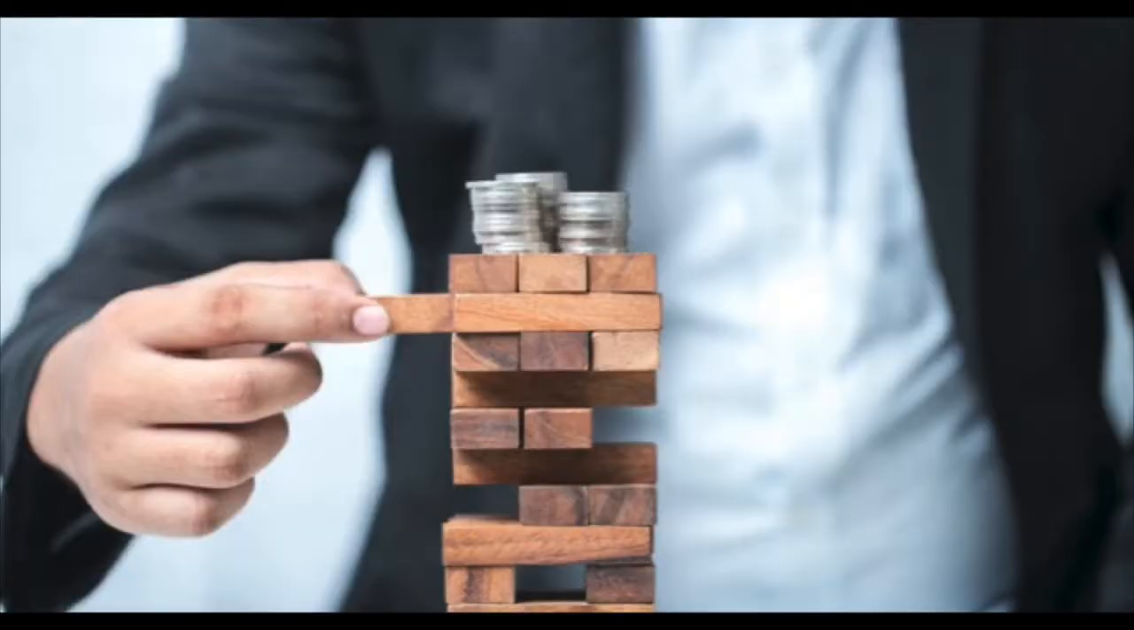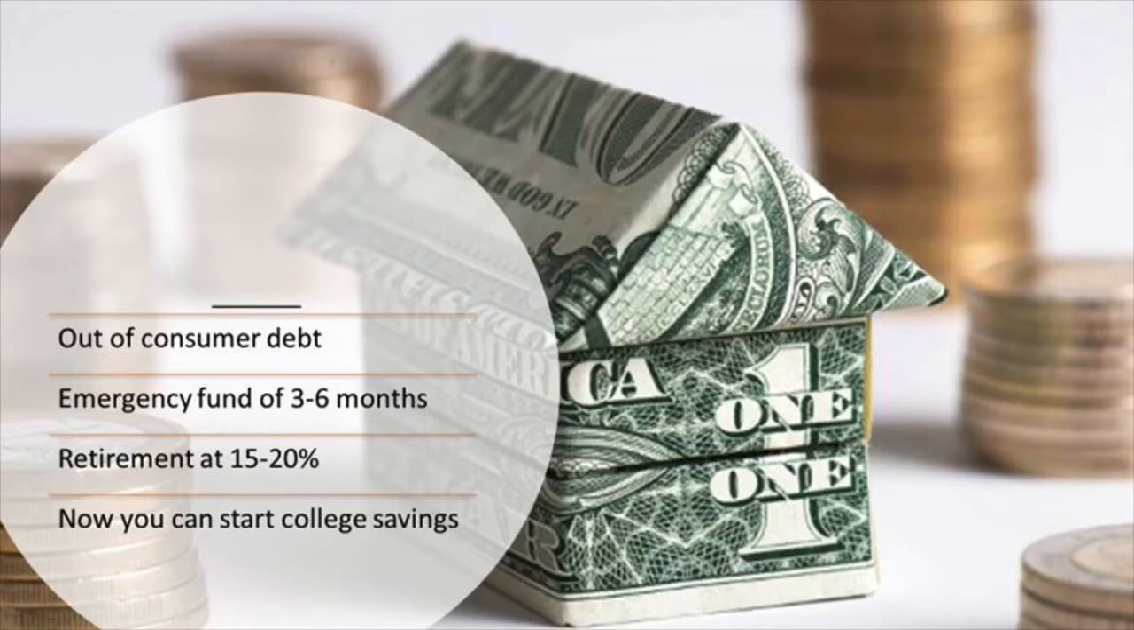Now, the trouble with this is sometimes you're not financially ready at that time to start investing in your kids' college. So what exactly do I mean by financially ready? Well, this means that you have your financial house in order. You have gotten yourself out of debt, you have an emergency fund in place of 3 to 6 months of your expenses, you've got your retirement rocking and rolling at 15 to 20% of your income, and at this stage, now you're ready to start investing in your kids' college.